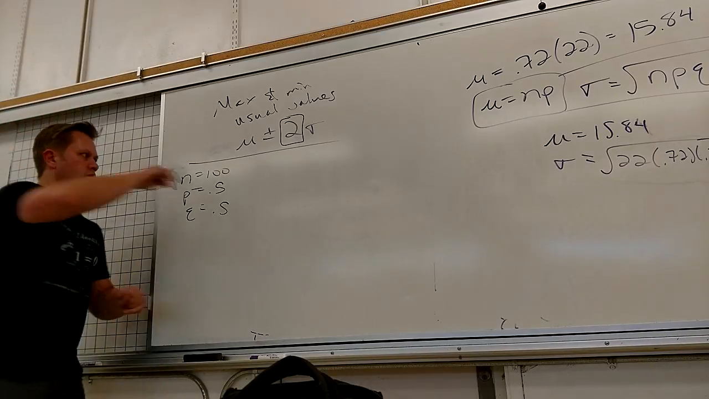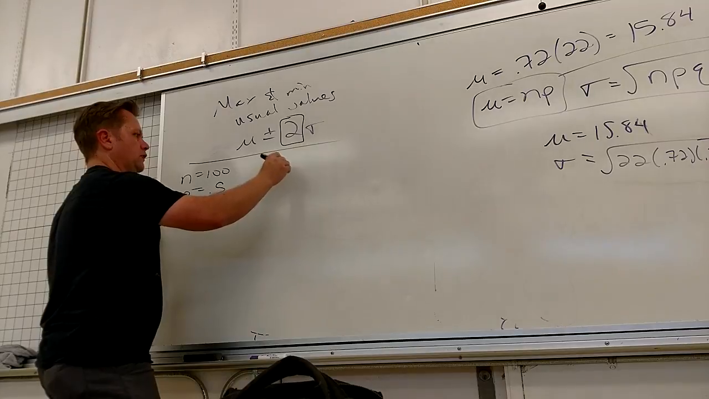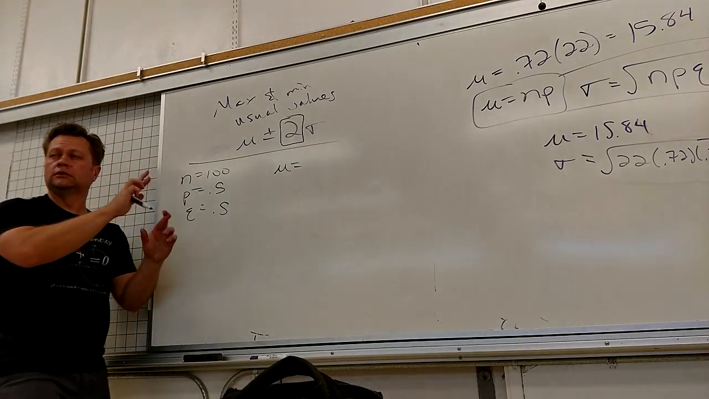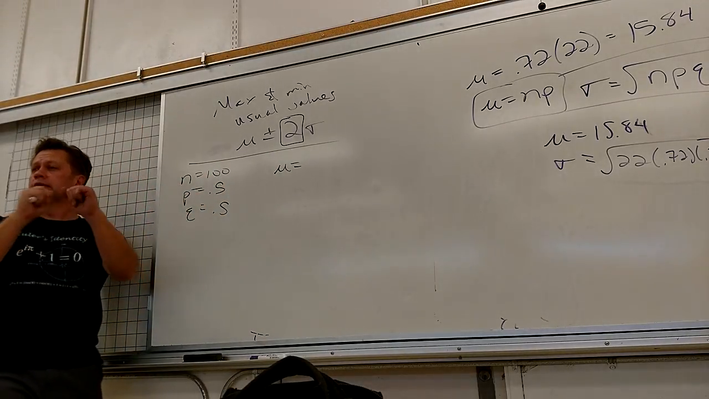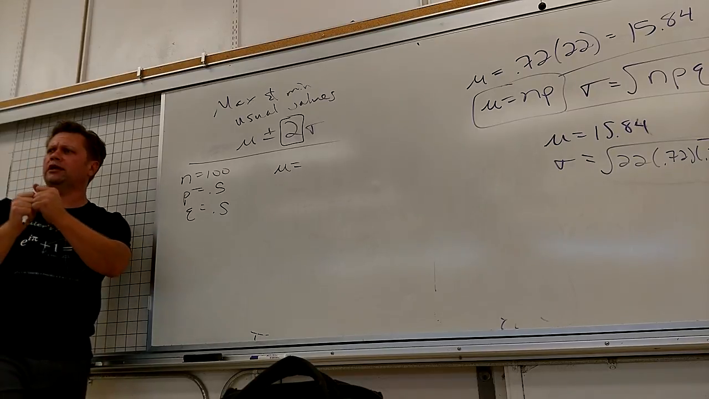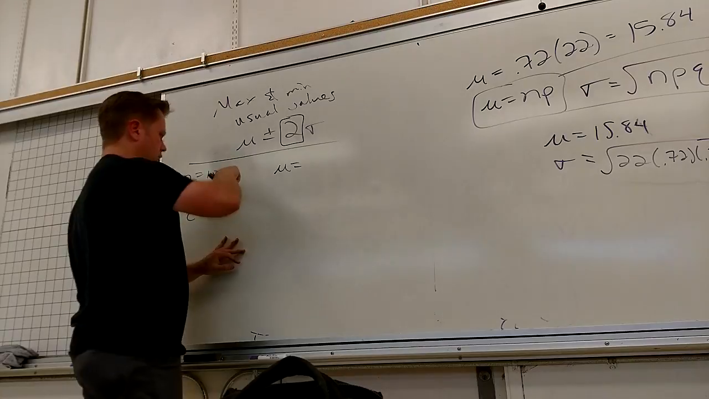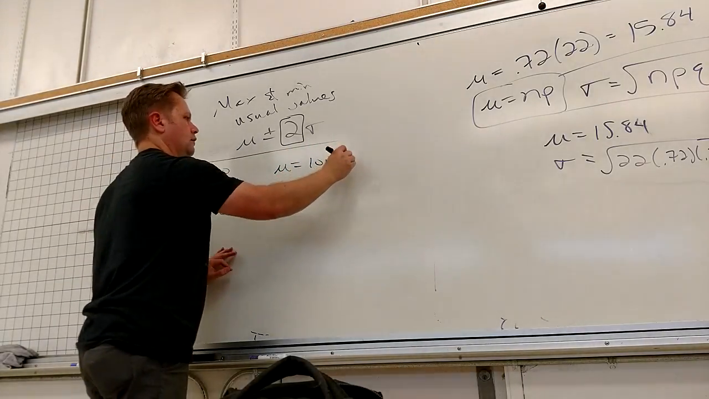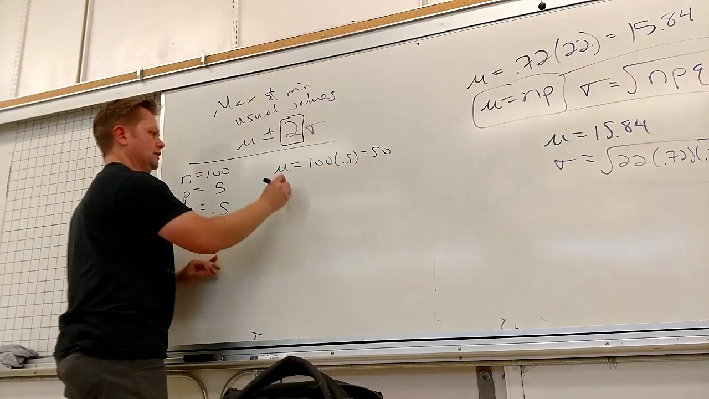Okay, I like it. So, what's the mean for this going to be? Don't even need a formula. Flip a coin 100 times. What's the average number of heads? 50. 100 times 0.5? 50.